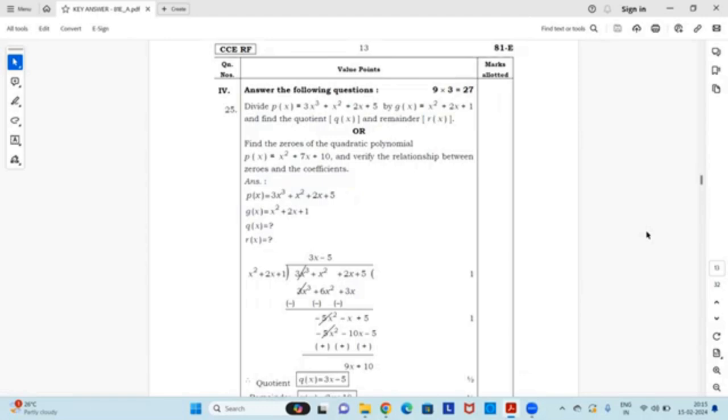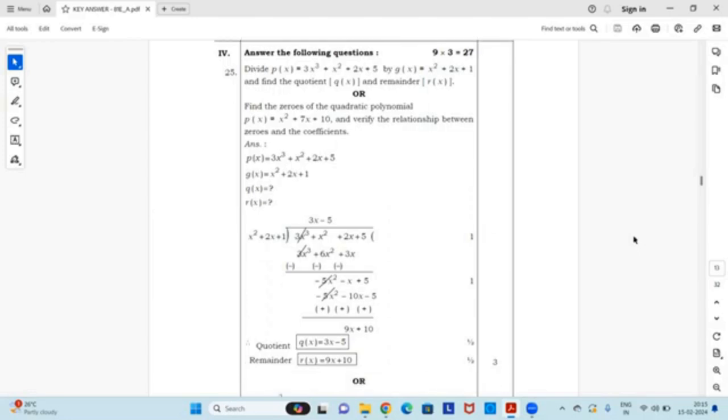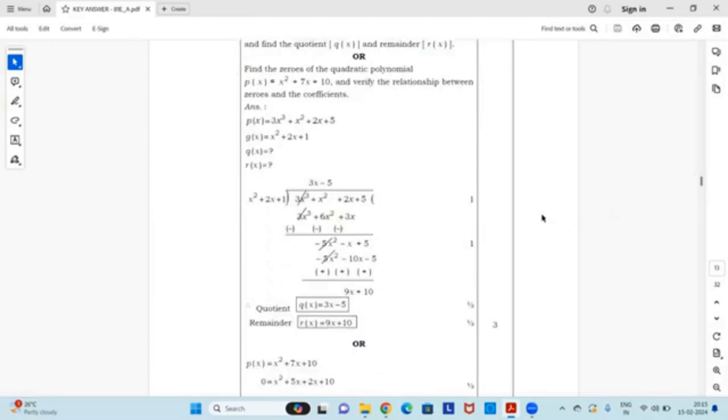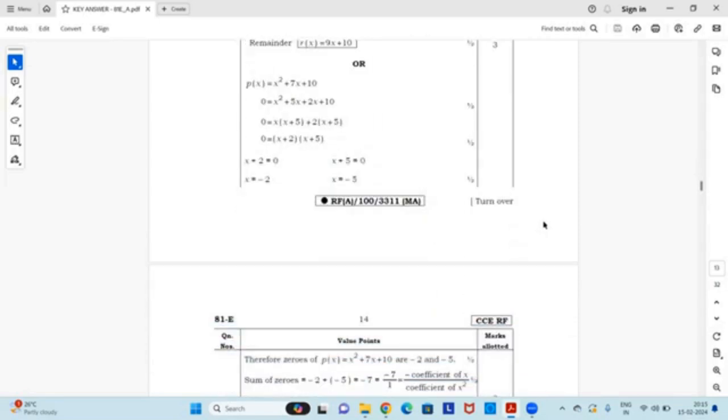Again, question 25, you have 2 options. One is to divide and find the quotient and remainder, or find the zeros of the quadratic polynomial. Both the answers are given. We'll see them one by one. First one is here, and then find the zeros of the quadratic polynomial. Answer is here.